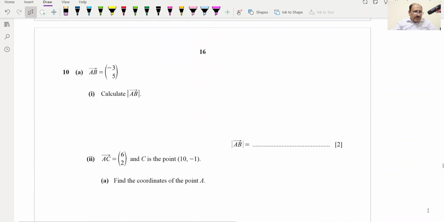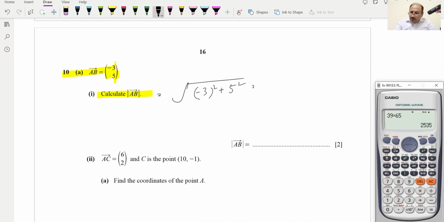Now question number 10. Question number 10, A part says AB is given, which is minus 3 and 5. So they are saying calculate the AB mod. So what will the AB mod be? The x value squared, minus 3 squared, plus the y value squared, 5 squared, and this will be equal to, an easy 2-mark question.